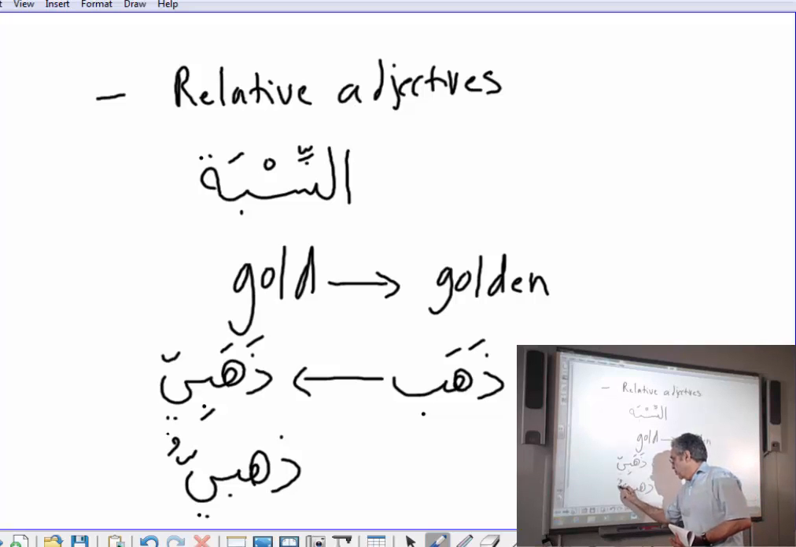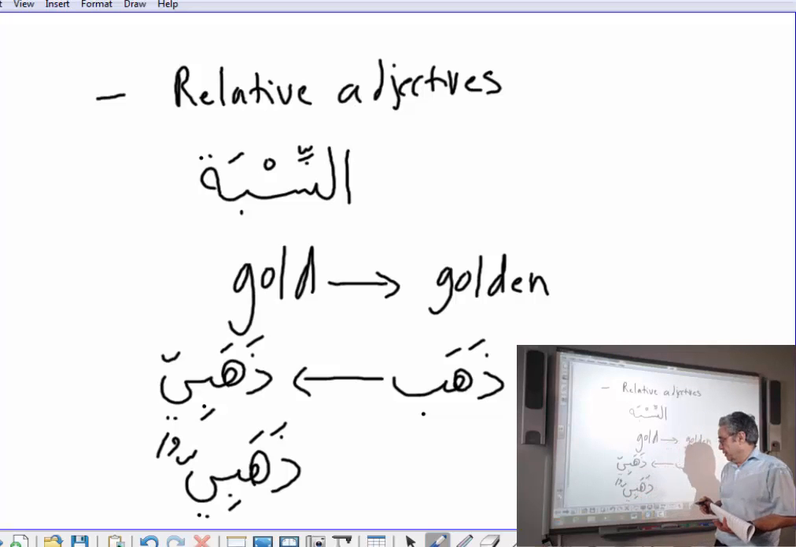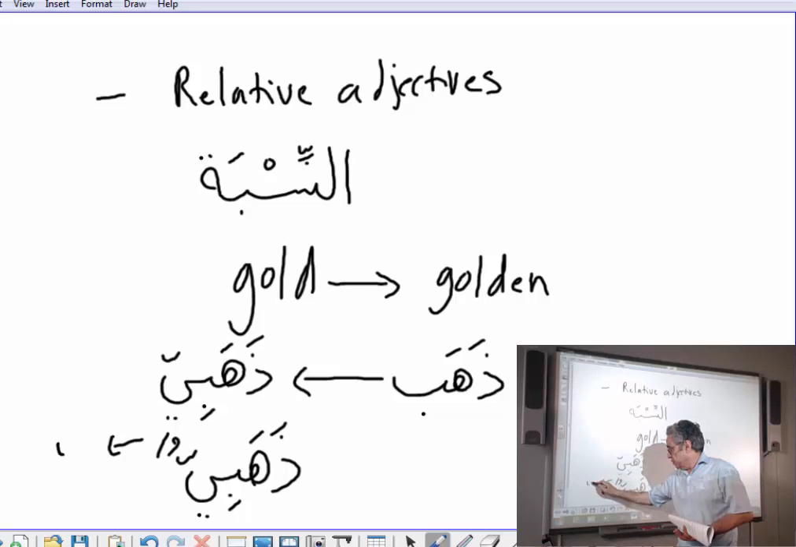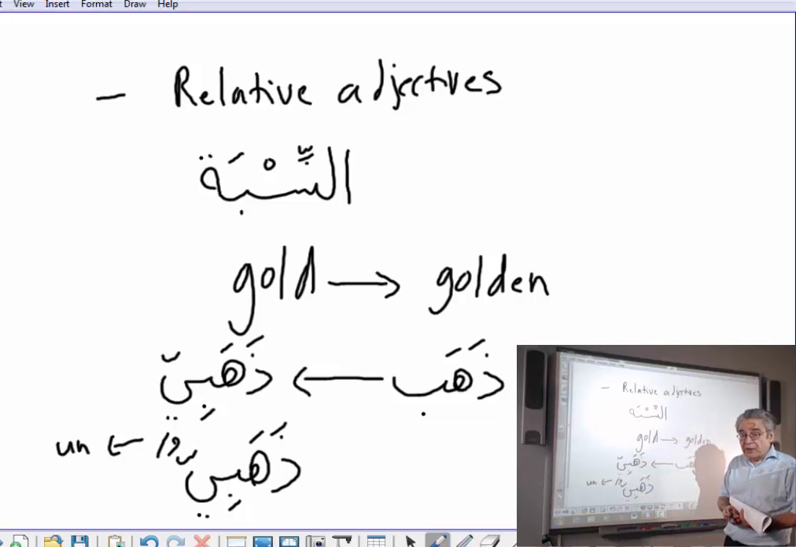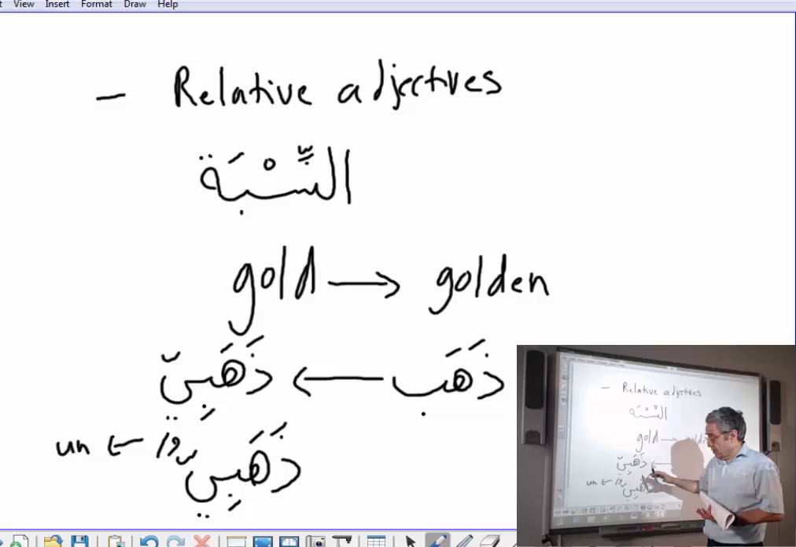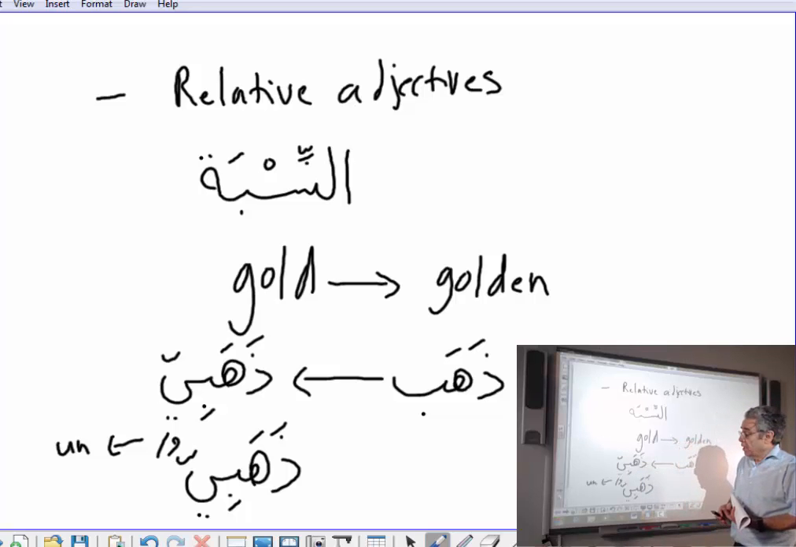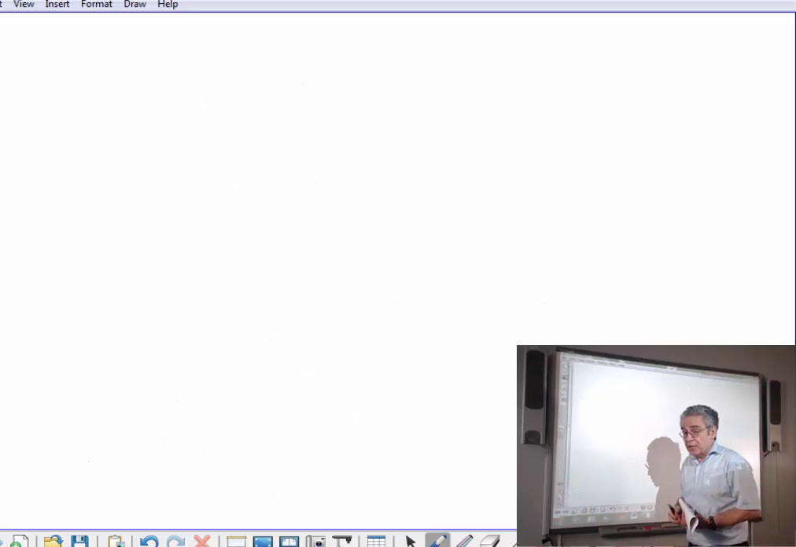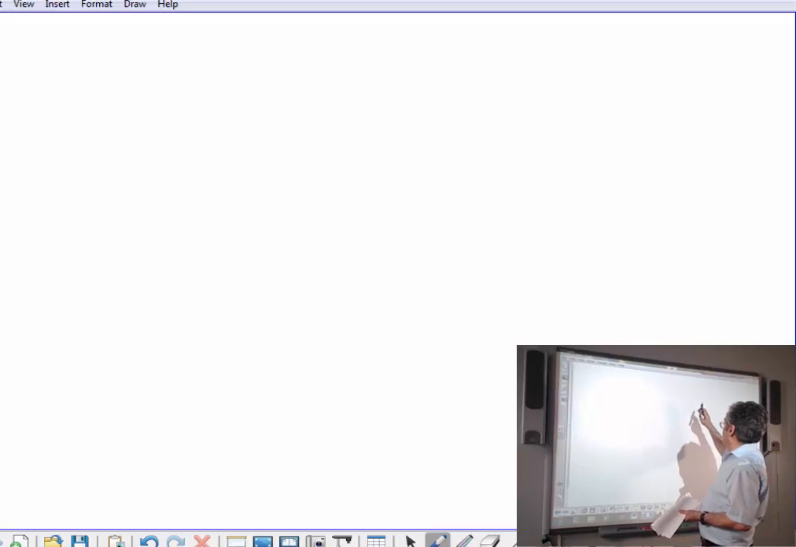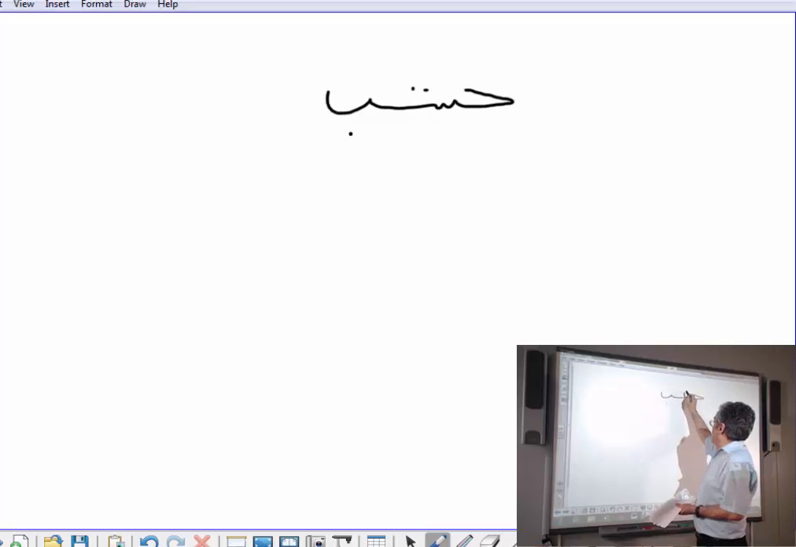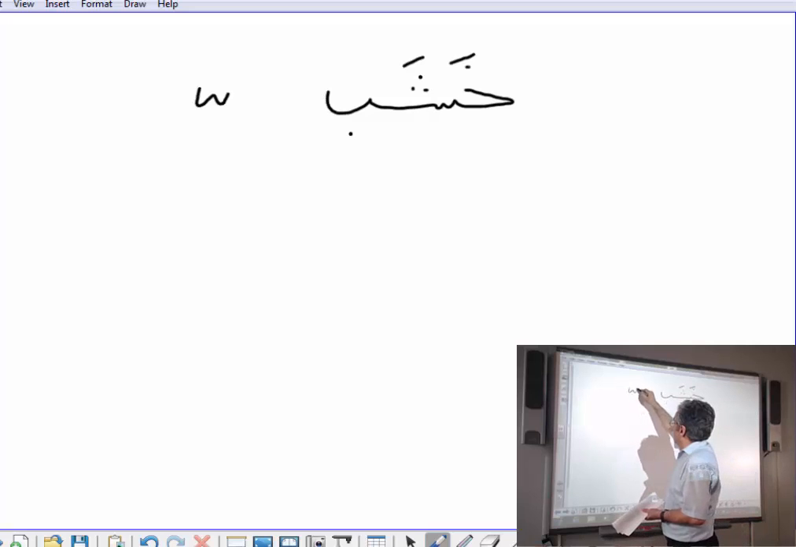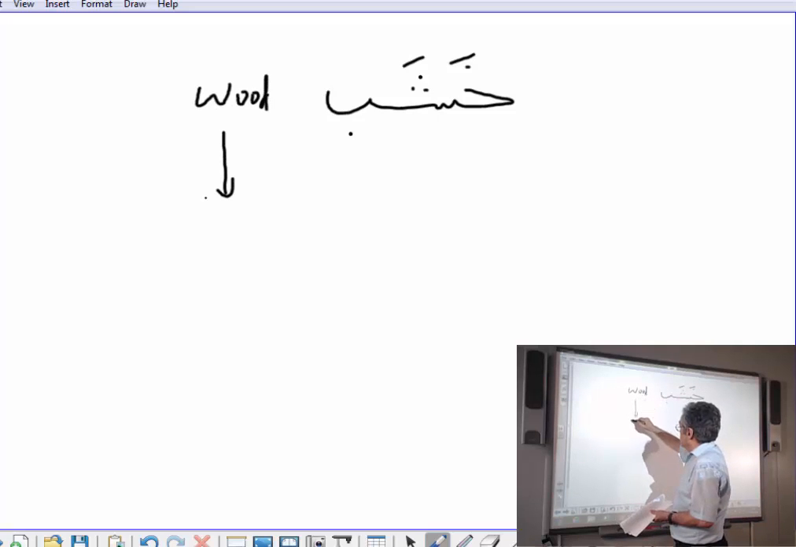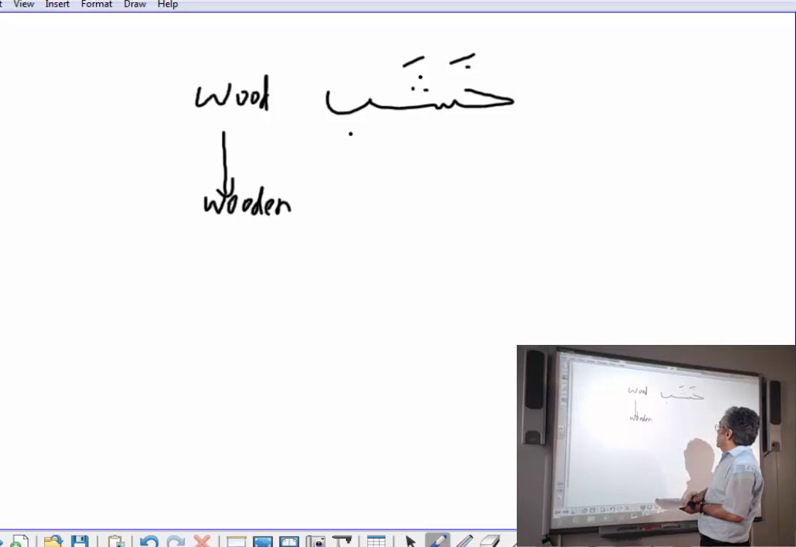So you can see here, I can put it this way, dhahabiyun. This is the tanween al-dhamm, if you remember, that's what we did. So dhahab, dhahabi. Let us take it simply without the case marking. You can say dhahabi. And we use it a lot to create adjectives. So maybe you can look up, for example, khashab. Khashab is wood. But if I want to make wooden, what should I do? How do I make khashab as an adjective? I can say khashabi.